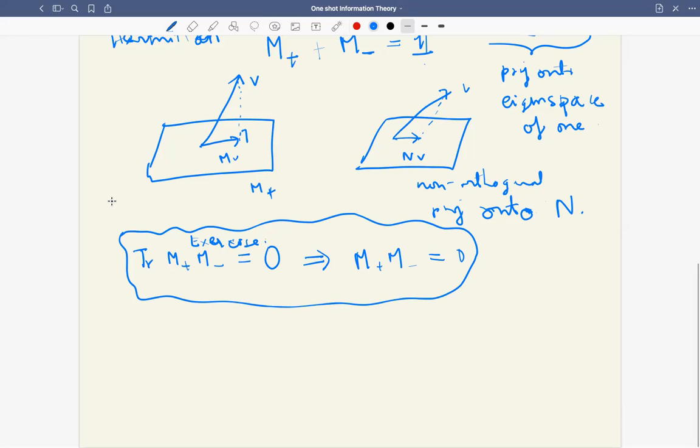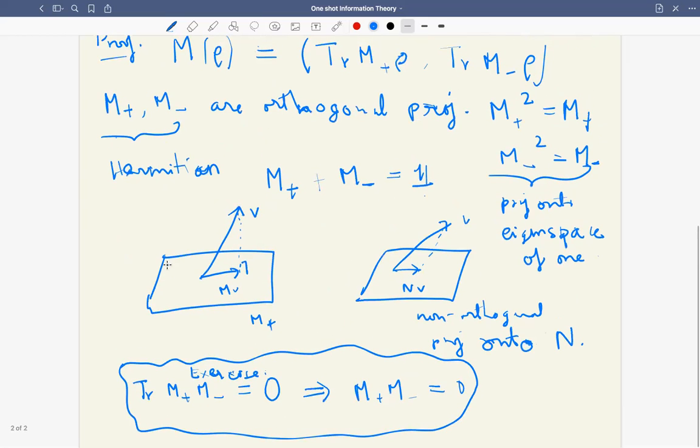Of course, when you're talking about the inner product between operators, there is an underlying vector space. Last time I told you that to define the inner product, I actually have to put a dagger on the first matrix. But because it's Hermitian, m plus dagger is equal to m plus. So you can indeed treat this as the inner product between the operators m plus and m minus. When we were discussing the partial trace, we talked about this.